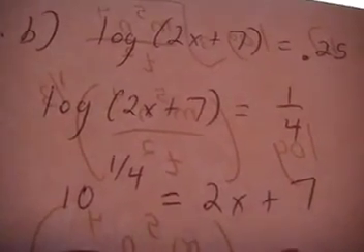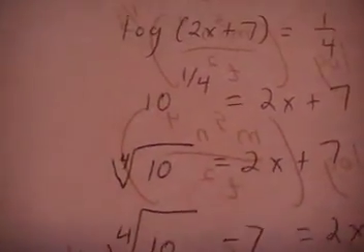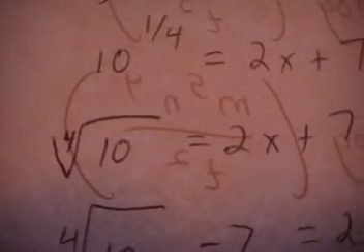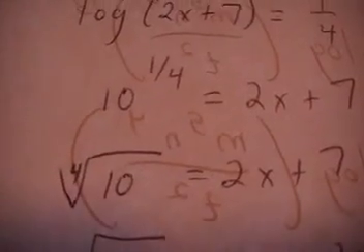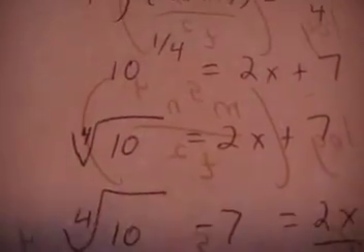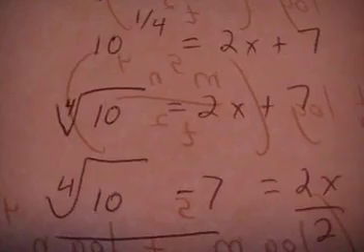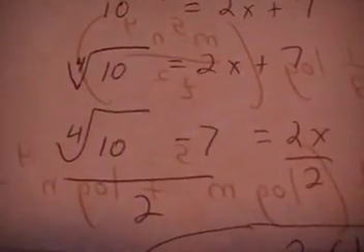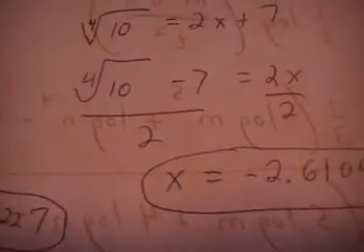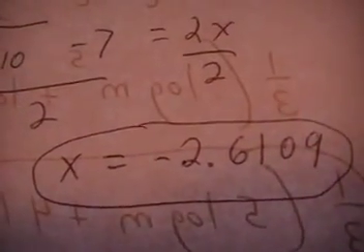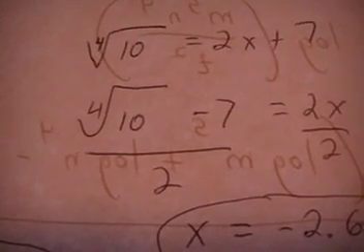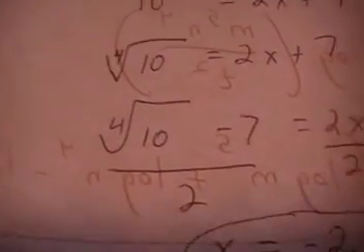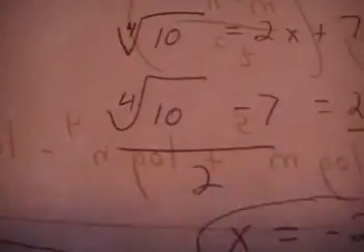We can change 10 to the 1/4. We've done this already too. Change that to a radical, the 4th root of 10. You can get a decimal version of the 4th root of 10 in your calculator. I'll show you that in a second. But first I subtracted 7. Then I divided by 2 to get x by itself. X will equal the 4th root of 10 minus 7 over 2, which as a decimal is negative 2.6109. So if they wanted an exact answer, we'd leave it like this, but if you want a decimal version, you can do this in your calculator.